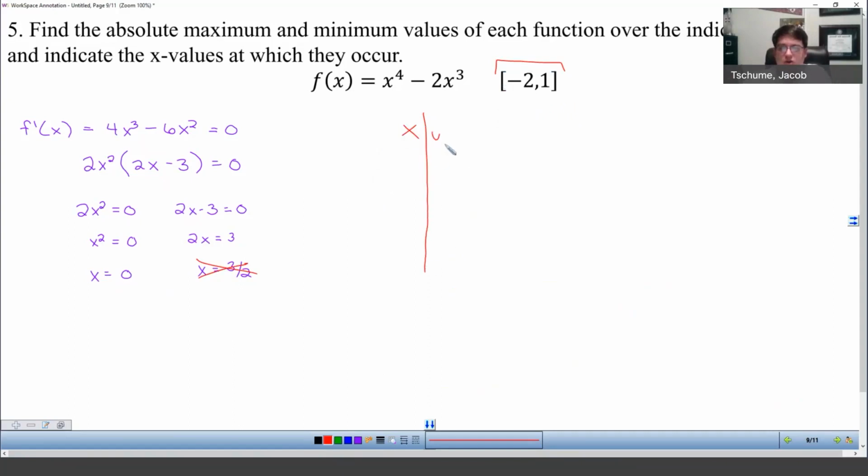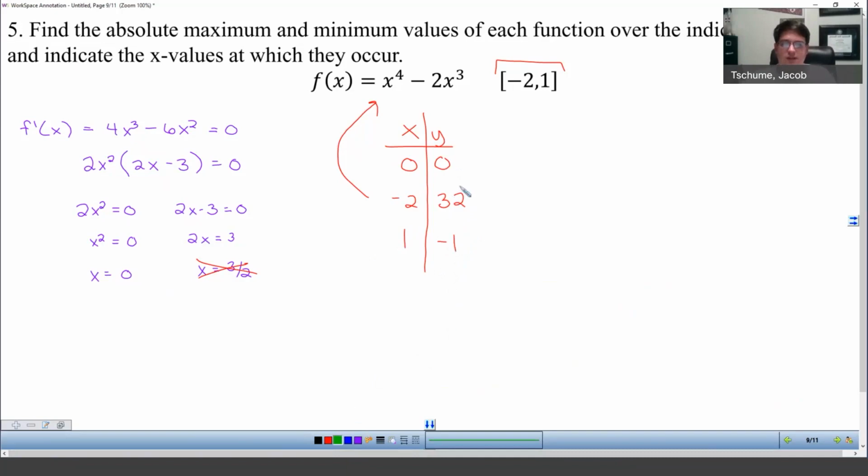I'm going to make my t-chart. The only critical value I'm checking is 0, and then I'm going to check my two endpoints, which are -2 and 1. I'm going to plug these three values back into the original function. So if you plug 0 in, that's a pretty easy one to do. You're just going to get 0. If you plug -2 in, let me make sure I get this right, you get 32. And if you plug 1 in, you'll get -1.